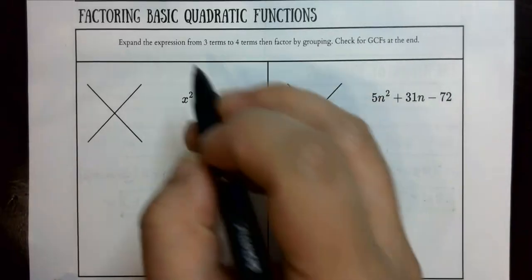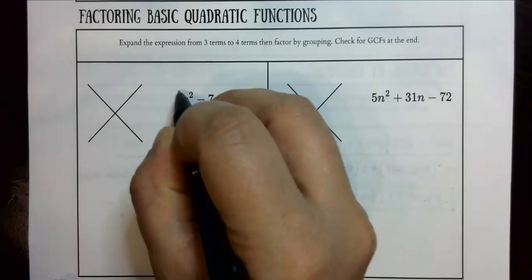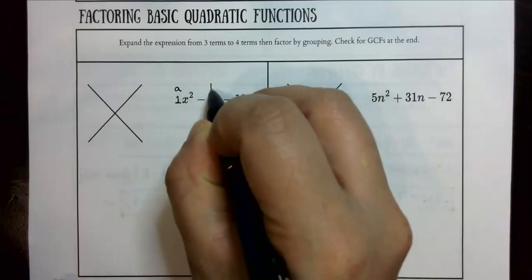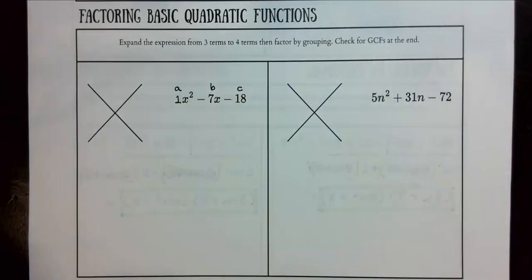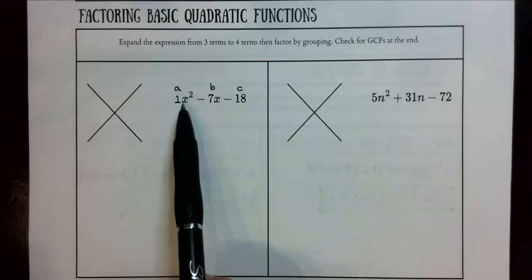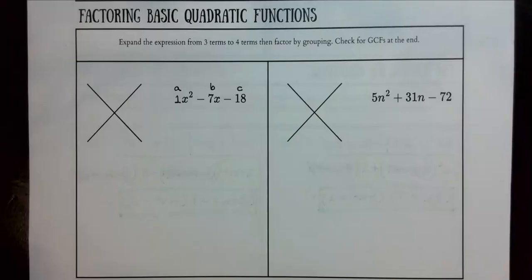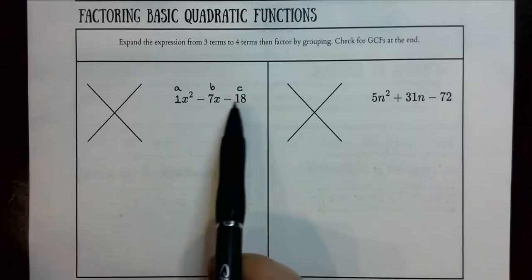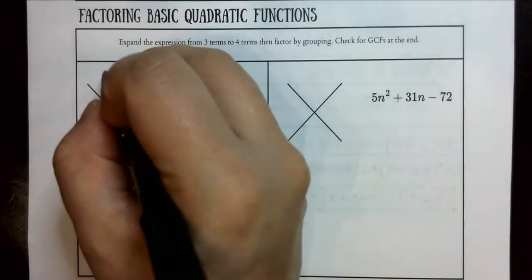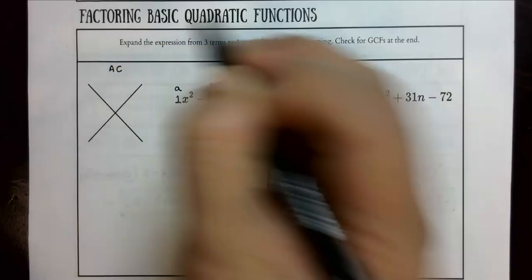So first thing I'm going to do is put an understood 1 here, and I'm going to label this A, B, and C. Okay, so remember your A has to have the x squared, your B has to have the x, and your C is the constant. So according to what we did here, we need to start with A and C. So we know A is 1, C is 18. So we're going to multiply A and C.